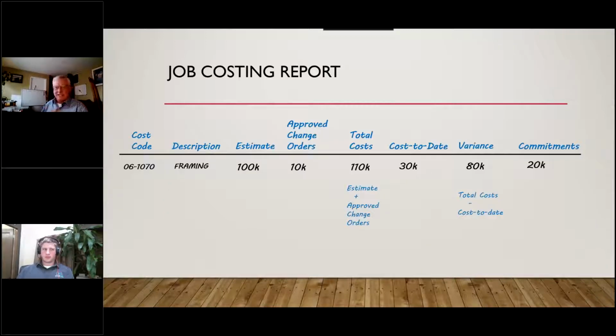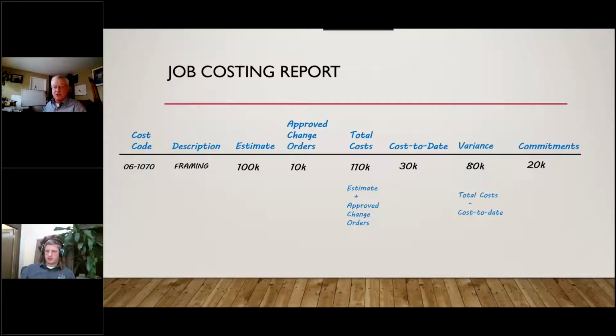Let's take a look at a basic job costing report. This is very simple, very straightforward, but pretty darn common. It starts with a cost code, a description, an estimate from your contract, approved change orders, so the owner actually signed for it, total costs, which is just the estimate plus the approved changes, then cost to date that you've actually been invoiced or written checks for, the variance between the two, and then any commitments.